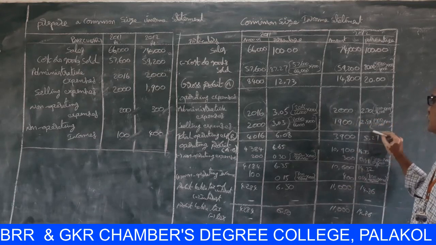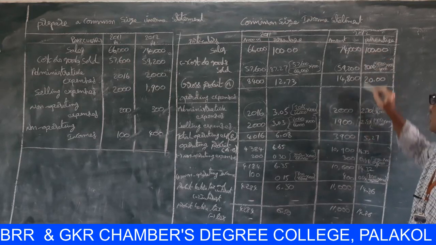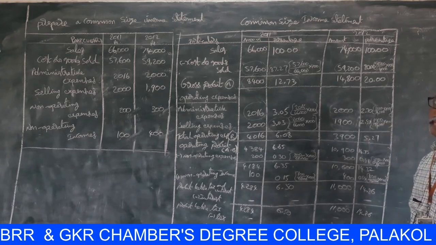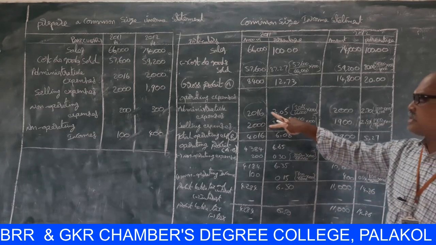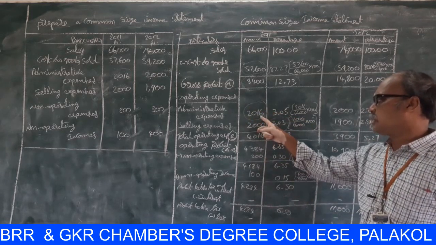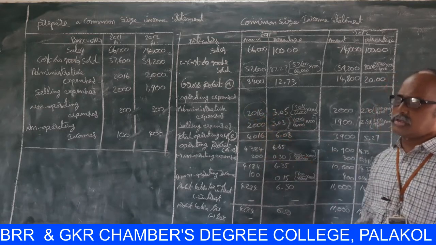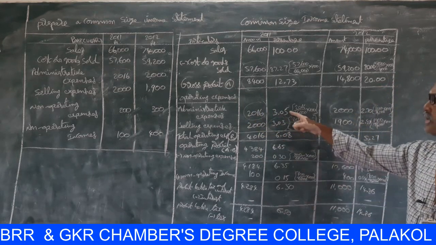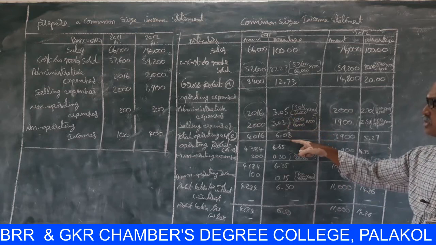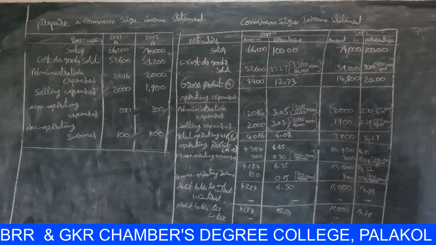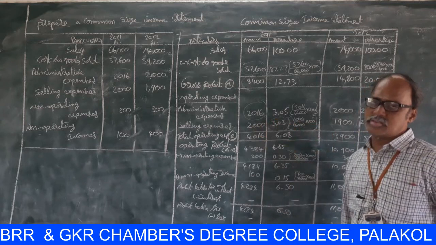The percentage of selling expenses is 1900 by 74,000 into 100, that is equal to 2.57. The total of operating expenses is 2016 plus 2000, 4016, and 2000 plus 1900, 3900. 3.05 plus 3.03, 6.08, and 2.70 plus 2.57, that is equal to 5.27. This is the total of administrative expenses.